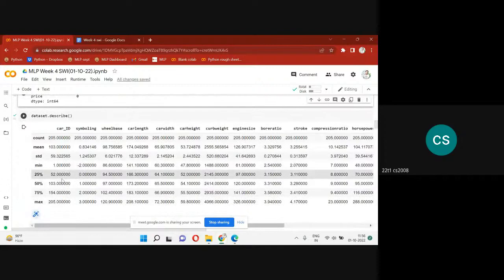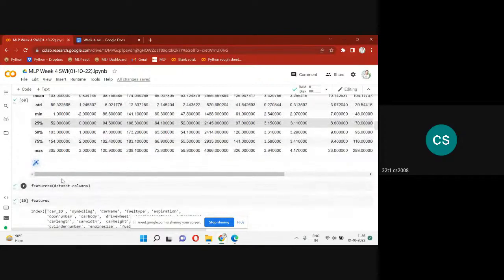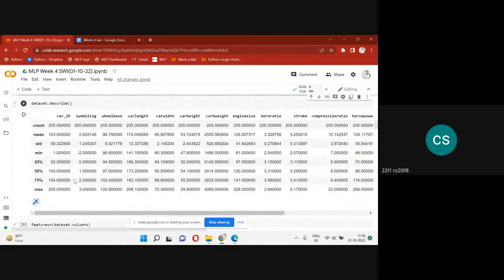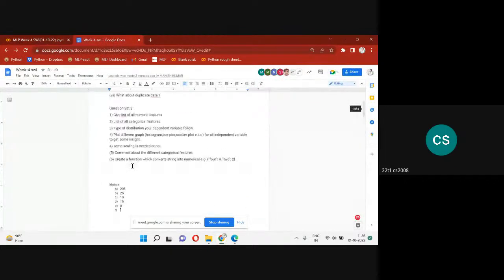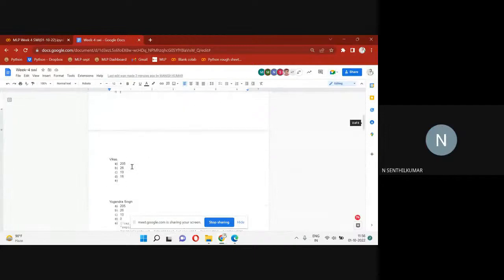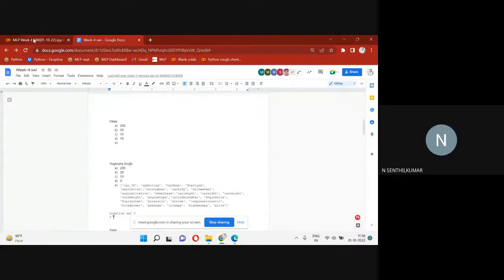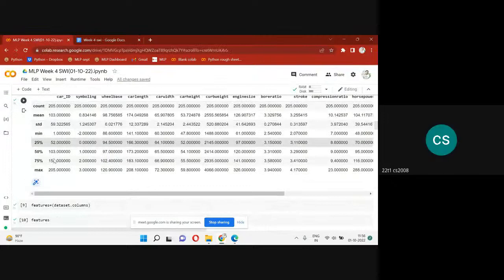Now the next question is to get the list of numerical features and categorical features. How would you do that? Can anyone suggest the method? It should be select data types equal to numeric and object, like that. I pasted something on the chat also.